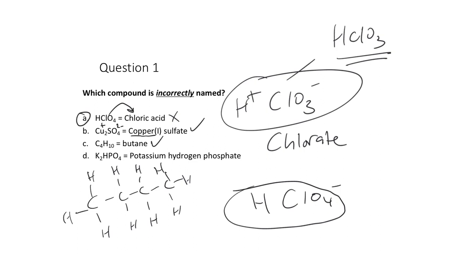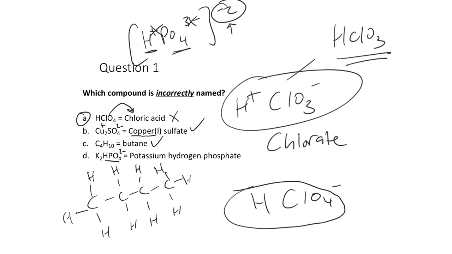K2HPO4 would indeed be potassium hydrogen phosphate. Hydrogen phosphate's HPO4 with a 2 minus charge, so what happens here is phosphate ion ordinarily would have a 3 minus charge. H plus neutralizes this charge down to a net minus 2. So the hydrogen phosphate ion is HPO4 with a 2 minus charge with K pluses. Neutralize that 2 minus with 2 K pluses.